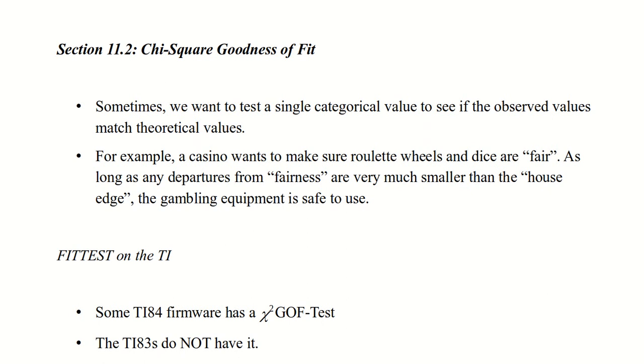A perfect place to start is asking whether a roulette wheel or a pair of dice are fair. That is, if we compared the observed outcomes of the roulette wheel or the dice, do they match the expected values close enough? Now, it's not going to be perfect. Random chance is going to ensure that there is going to be some departure from perfect expected probabilities. So we're asking the question in terms of a hypothesis test.